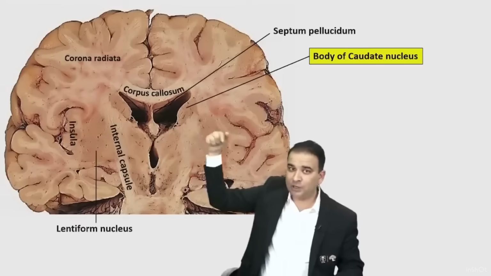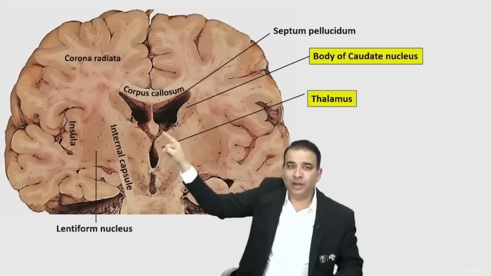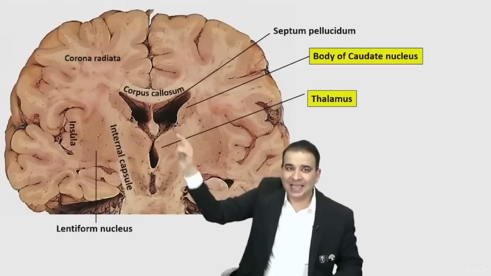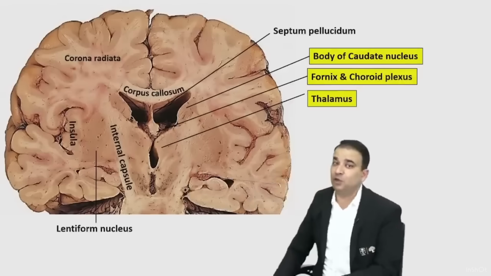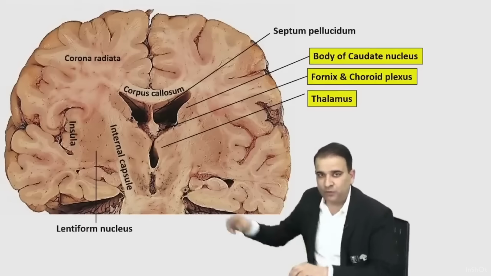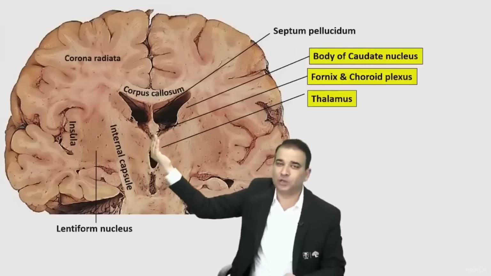Head आगे होगा, tail पीछे होगा. That's a body. It's a coronal section, body of caudate nucleus. Thalamus is there. That's a thalamus. और ये दो आपको already मालूम ही है. What are these two guys? Below the septum pellucidum, what do you expect to see? The fornix and the choroid plexus here. The fornix and the choroid plexus are also there. So the fornix and the choroid plexus, which are forming the floor of the lateral ventricle, are forming the roof of the third ventricle. So roof बना रहे हैं.